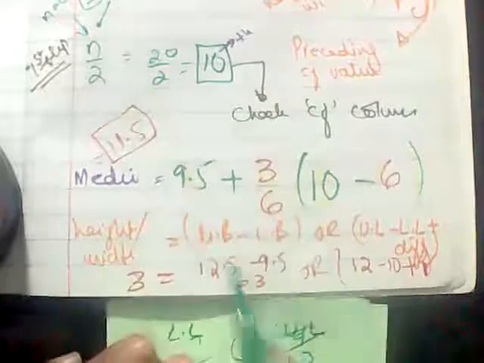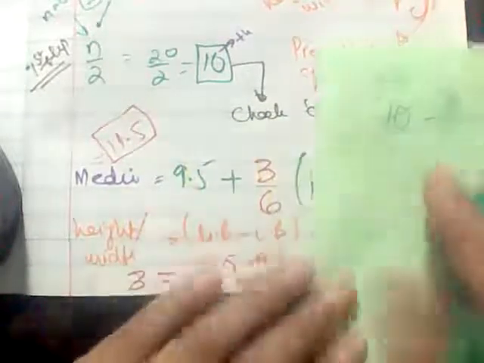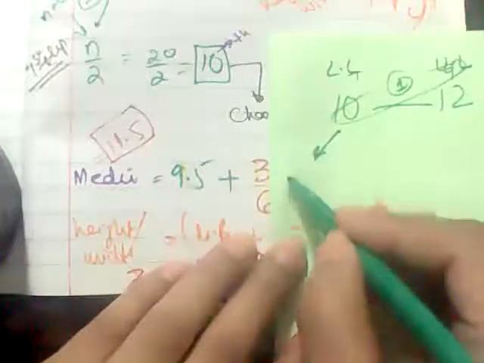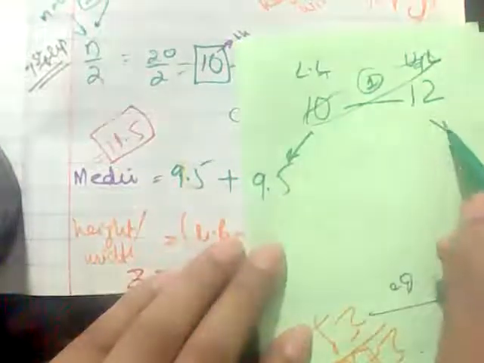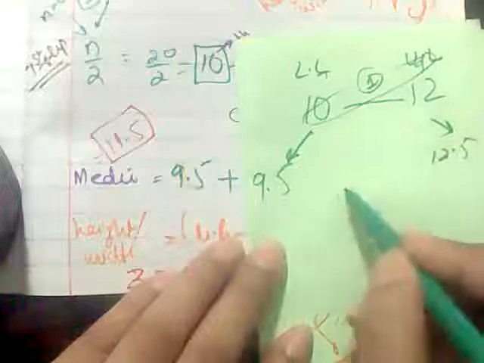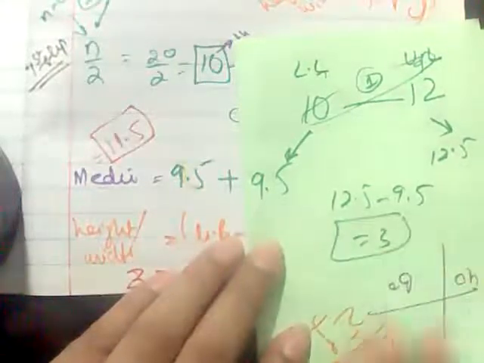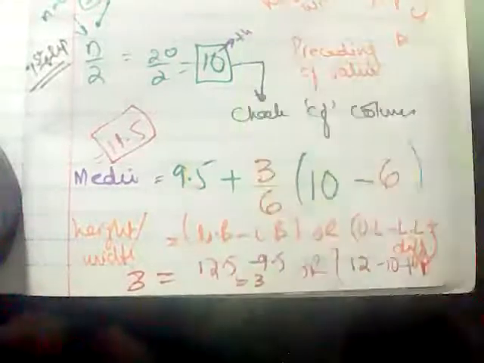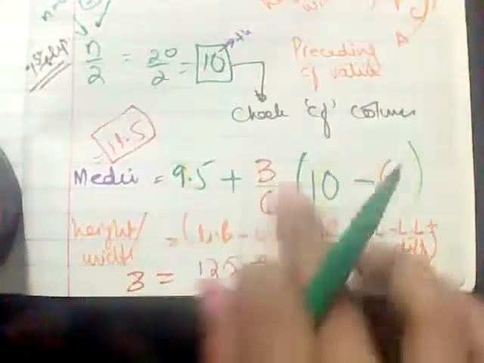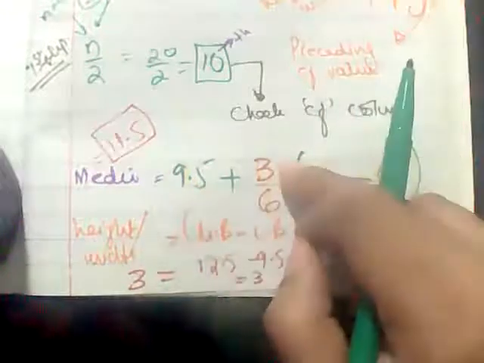And if some brilliant students want to check this with the boundary formula, the lower boundary for this is 9.5 and the upper boundary for this is 12.5. So then do 12.5 minus 9.5, you will again get 3. So in all the cases, you are getting 3. All right. So 3, 3, 3, right? So this is 3 here.